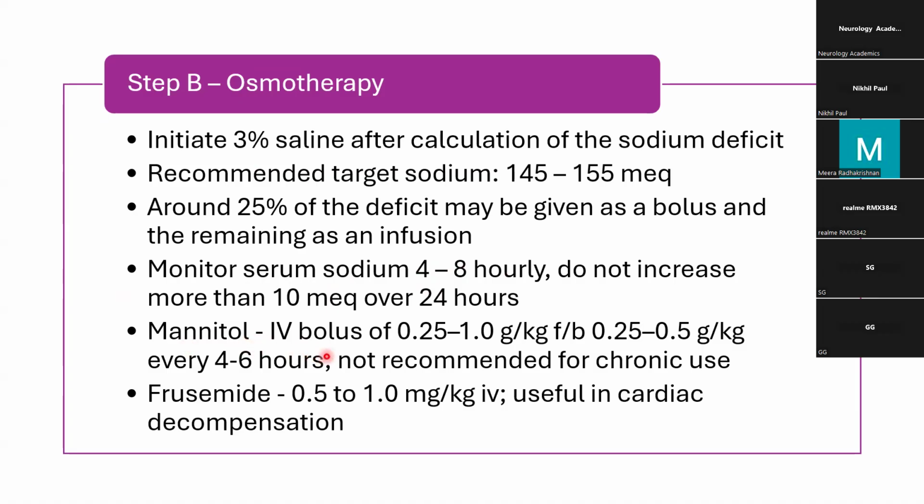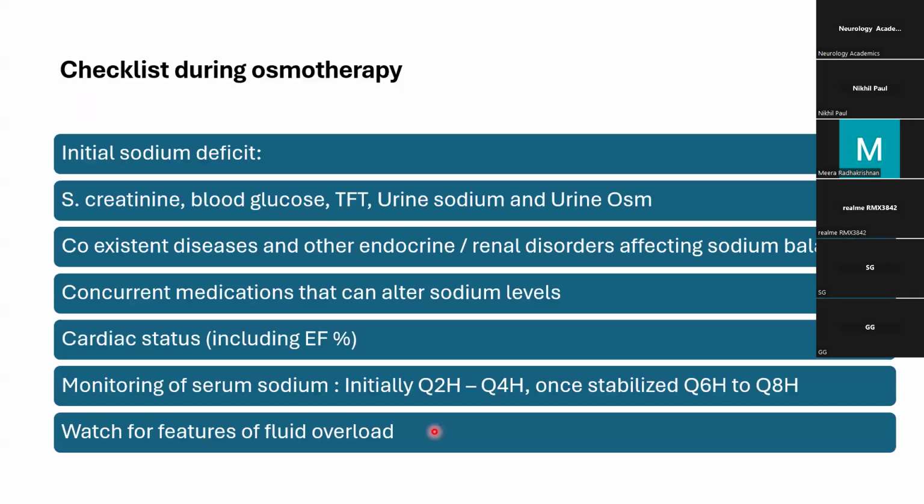Mannitol, if we are giving it, give it at a dose of 0.25 to 1 gram per kg, followed by an infusion every 6 hourly of 0.5 gram per kg. It's not recommended for chronic use. In cardiac decompensated states, we can go for furosemide also, 0.5 to 1 mg per kg IV.